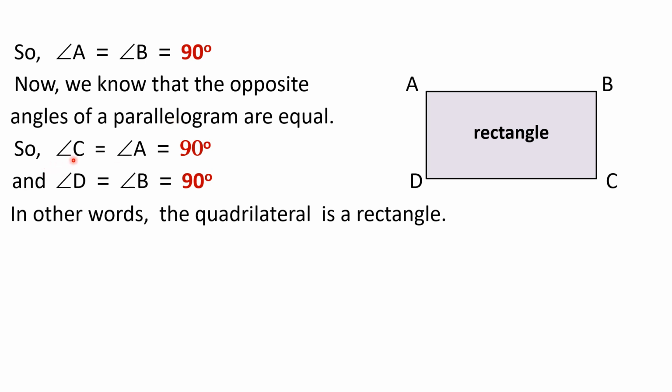So angle C, which is opposite to angle A, is equal to angle A, and angle A is 90 degrees. So angle C is also 90 degrees. Angle D is opposite to angle B. So angle D is equal to angle B. Angle B is also 90 degrees. So angle D is equal to 90 degrees. It means all the four angles are 90 degrees. In other words, the parallelogram is a rectangle, because we know that in a parallelogram, if all the angles are equal, then that parallelogram is a rectangle. So let's move on to the next question.